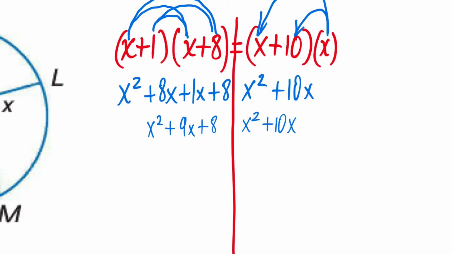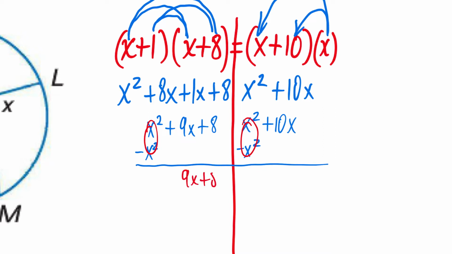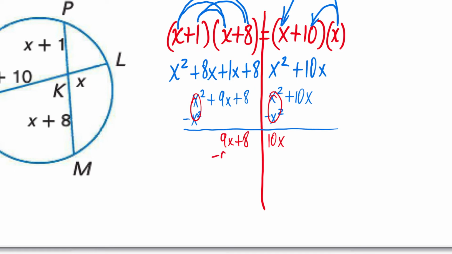Okay, next, we need to get like terms together. So we need to get our x squareds together. So I'm going to take x squared from this side, and take x squared from this side. But what's going to end up happening there? They cancel out. They cancel to 0. So then that just leaves 9x plus 8 equals 10x. Then what? Minus 9x. So 8 equals x.